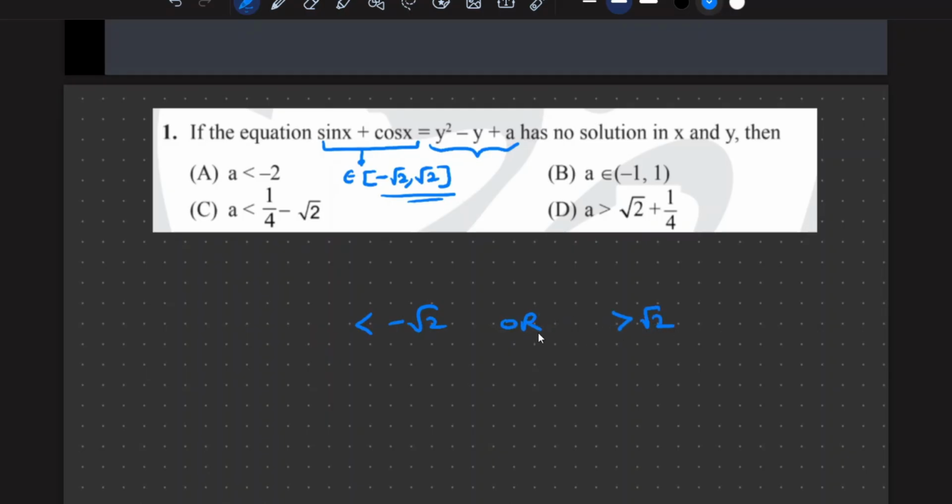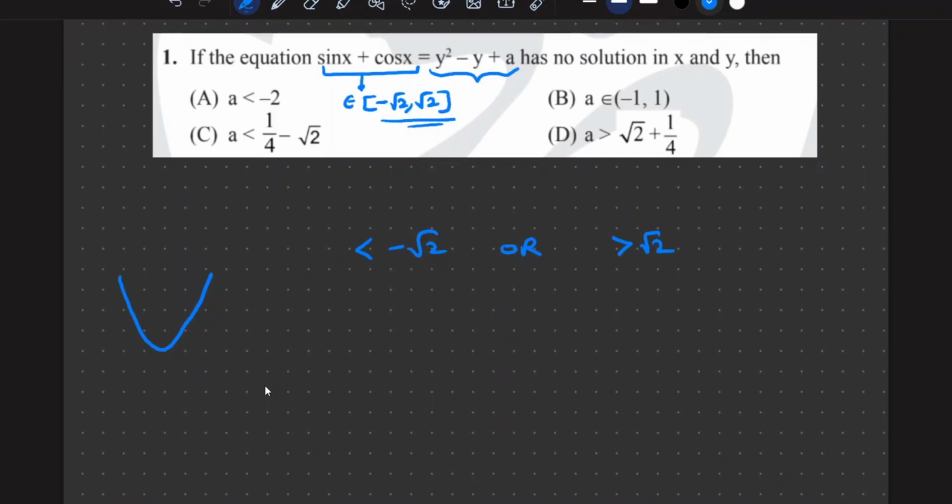Okay, so which condition would be satisfied? Look, the coefficient of y square is 1, which is a positive number, which implies it is an upward opening parabola. So it cannot be less than minus root 2. This thing is rejected because it cannot be always negative. At extending infinity, you can see it will tend to infinity itself. If it is less than minus root 2, it has to be always negative, so you cannot say that.